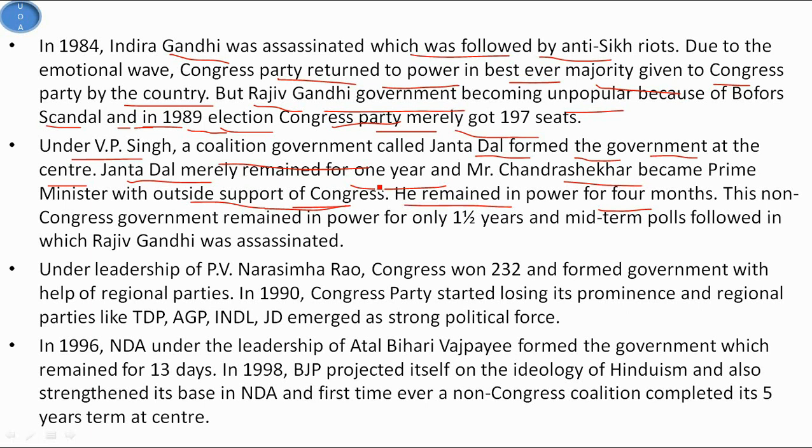Janata Dal merely remained for 1 year, and Mr. Chandrasekhar became Prime Minister with outside support of Congress. He remained in power for 4 months, and this non-Congress government remained in power for only 1.5 years, and midterm polls followed in which Rajiv Gandhi was assassinated. Under the leadership of P.V. Narasimha Rao, Congress won 232 seats and formed the government with the help of regional parties.